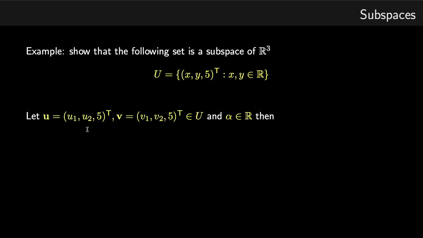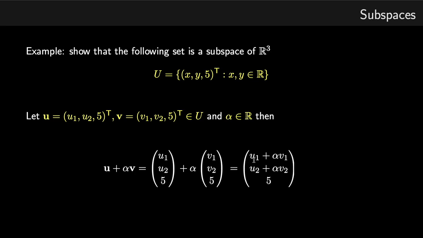So we need to take any two vectors in U, so let's call them little u, which is u1, u2, and it has to be 5 in order to satisfy the condition to be a member of U, and do similar for v, and take a scalar which is a real number. Now if we apply the subspace condition, which is u plus alpha v, so we have the vector u plus alpha times the vector v, and if we add them together we get u1 plus alpha v1, u2 plus alpha v2, and 5.